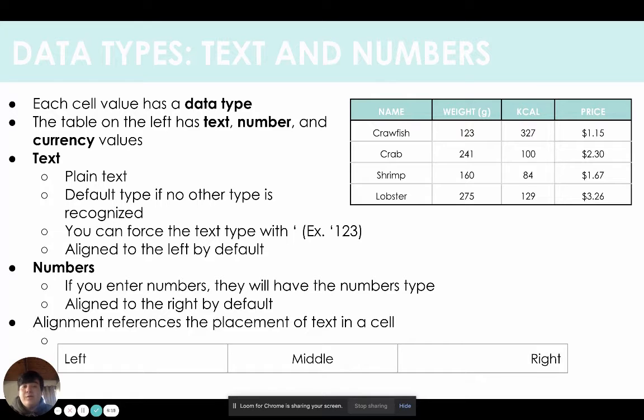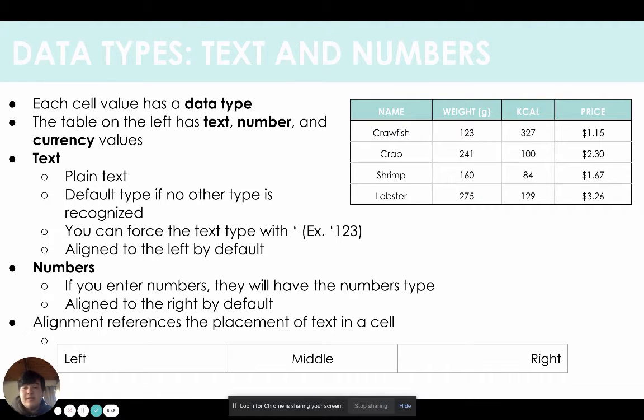And say we want to input a number, but we don't want it to be recognized as a number, we can input a single quotation mark first, which would make it read as text rather than a number. And all text is by default aligned to the left. Within the weight and kcal columns, we see that we have numbers, so they will have the number type, and these are aligned to the right by default.